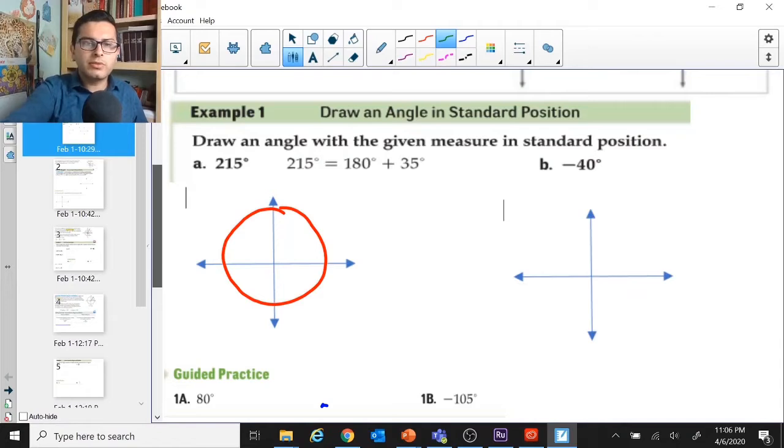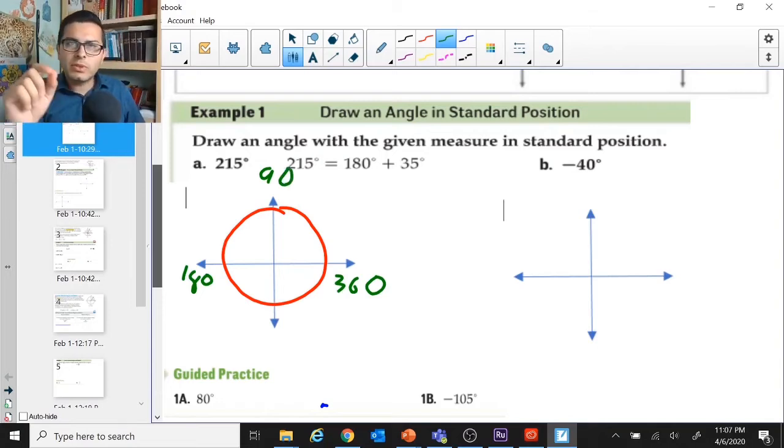Now let's think about this for a second. If we go all the way around a circle, we're going to get 360 degrees. That makes sense. We just talked about that. But what happens if we only go halfway around a circle? What is that going to be? Well, it's just going to be half of 360, which is going to be 180. Now, what is a quarter? That would just be half of 180, so that would be 90 degrees.